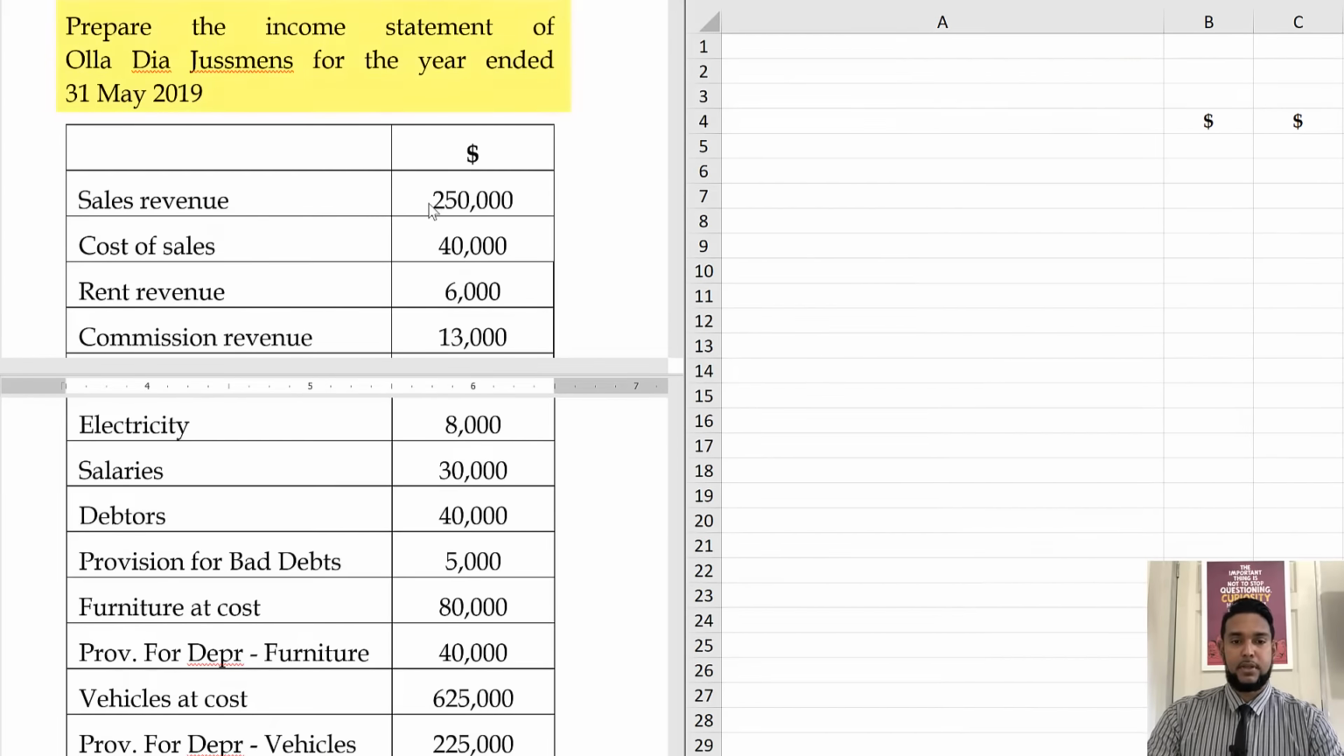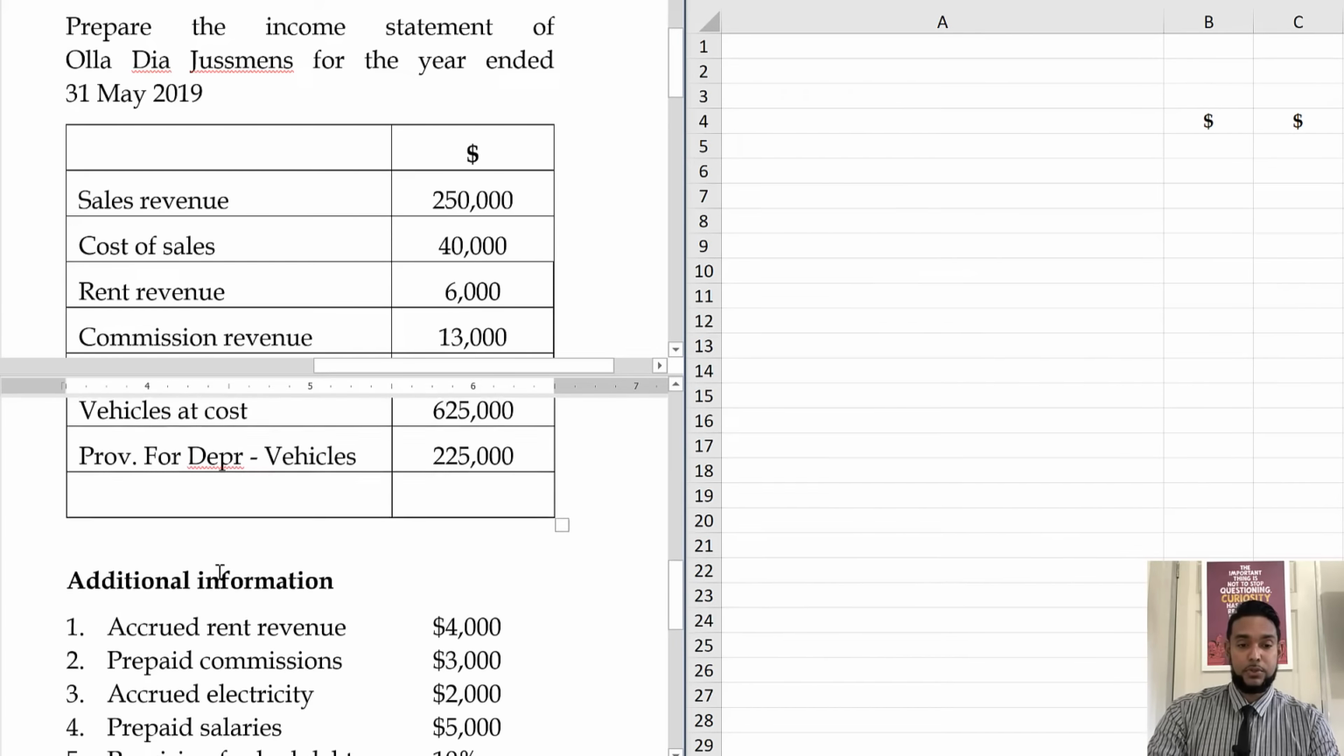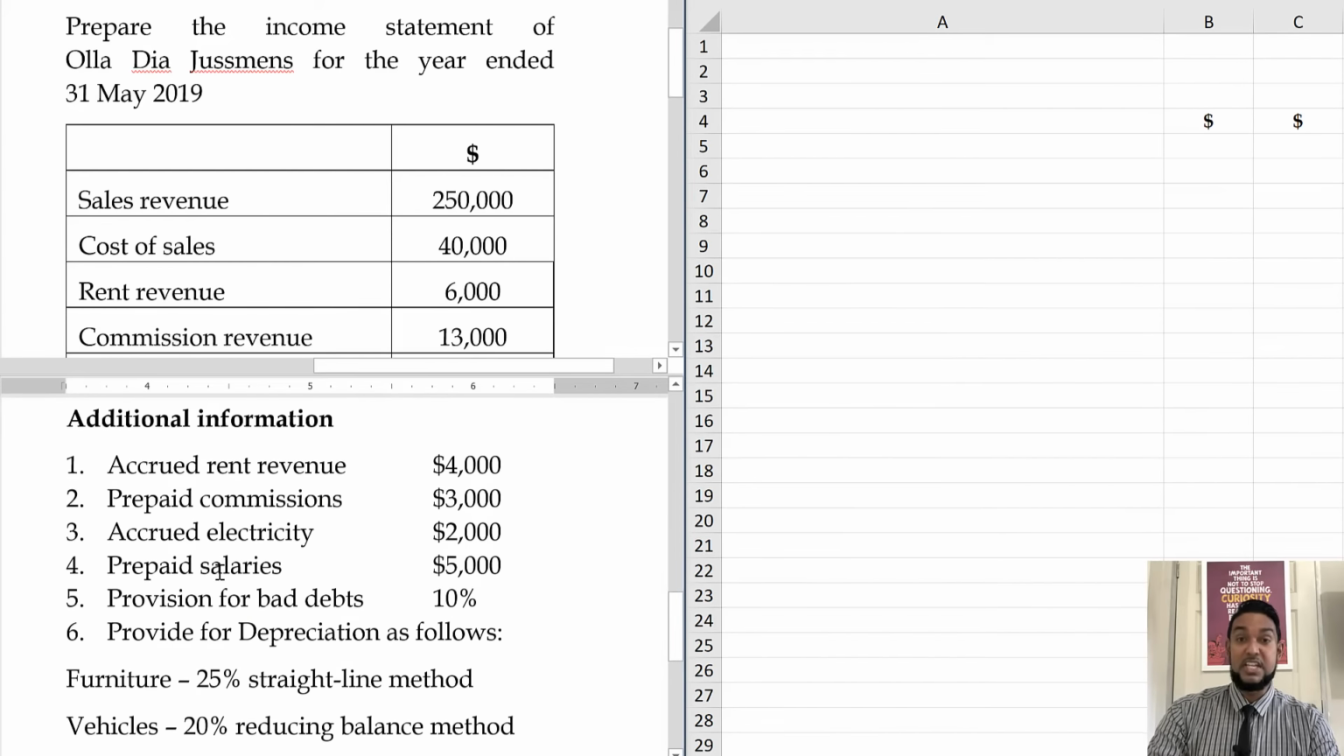Prepare the income statement of all of the adjustments for the year ended 31st May 2019. So this is the year after the previous example. Just for the sake of simplicity, you'll notice I've kept all of the items the same in terms of the words and the order, but the figures have been changed. Also, that's the initial information. Where do we get information about the adjustments? In the additional information below. So make sure to go below and read.